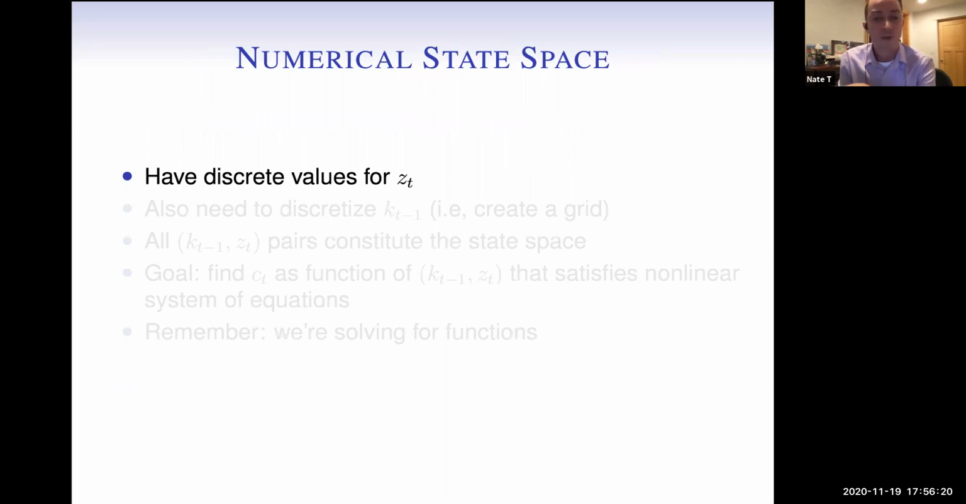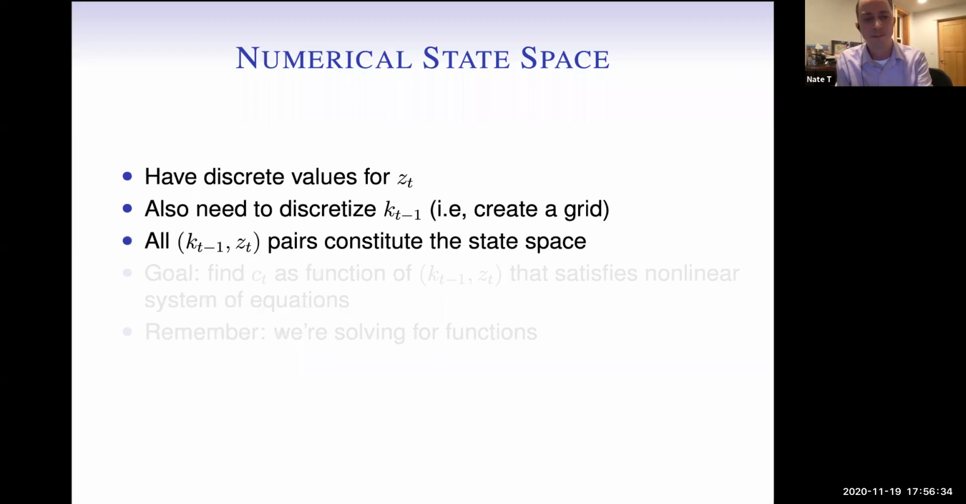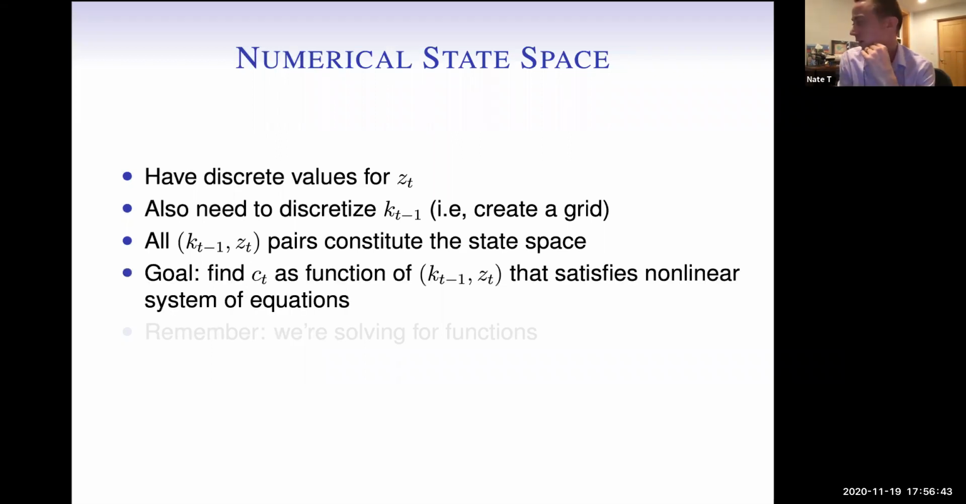We've discretized productivity. The other thing we discretize is the state for Tom's investments. In an analytical setting, this would be a continuous variable, but on the computer, we're going to create a grid for it and discretize it. And so the combinations of investment and productivity, all these pairs constitute the state space of the model. And our goal is to find a consumption policy function, a function of these different combinations of investment and productivity that satisfy the nonlinear system that I showed you earlier.